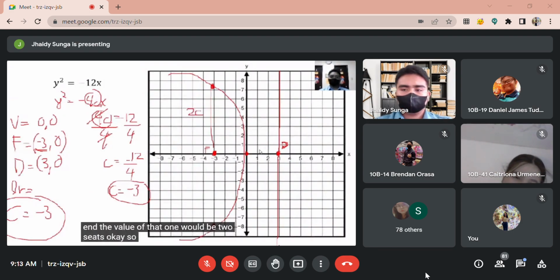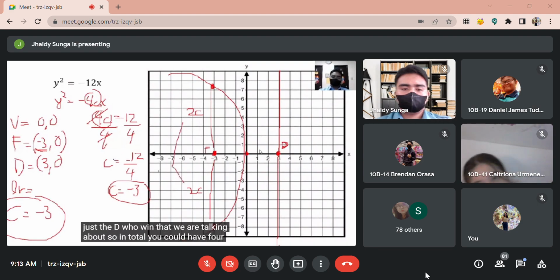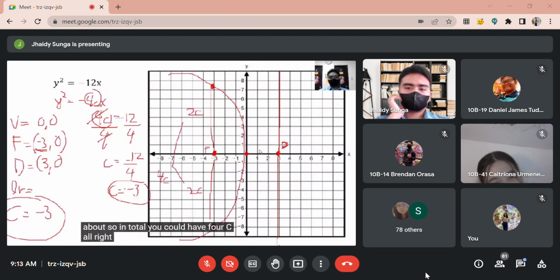Okay. So if you have 2c, you can have as well 2c on the other side. So therefore they are equidistant as well. No? Because it is just the width that we are talking about. So in total, you could have 4c. Alright?